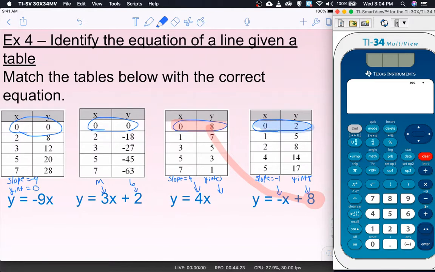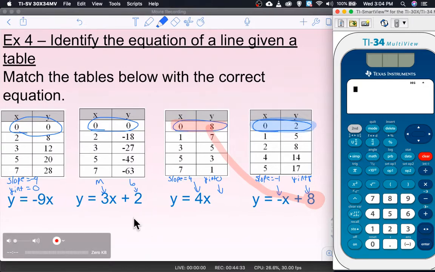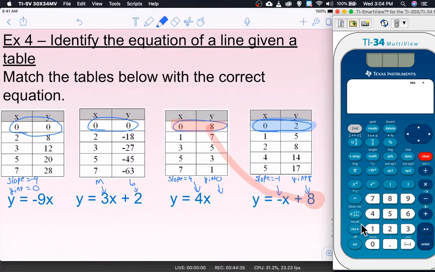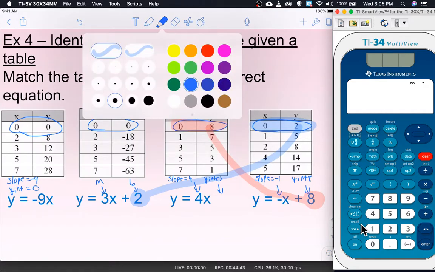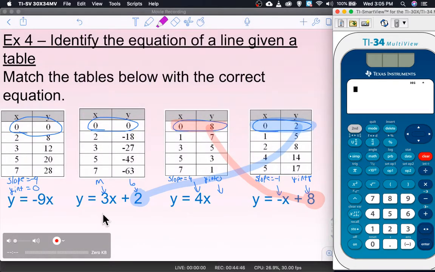This table, the fourth table here, has a y-intercept of 2. Which of the equations has a y-intercept of 2? And it is this second equation. That has a y-intercept of 2. So now I know that these two tables both have y-intercepts of 0. These both show the same y-intercept, so that doesn't help us.